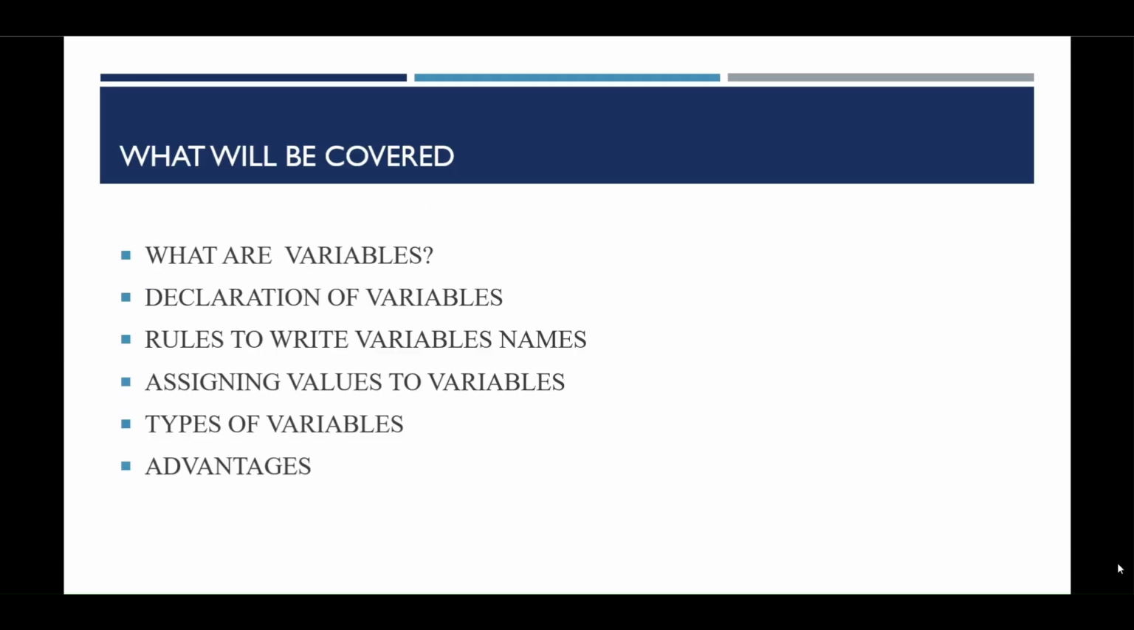So first we have what are variables. We are going to learn about the definition of variables. Then we are going to see declaration of variables. Then we are going to see some rules that we have to follow while writing variable names. Then we are going to see how values are assigned to variables. Then we are going to see different types of variables, and lastly we are going to see the advantages and conclude this session.